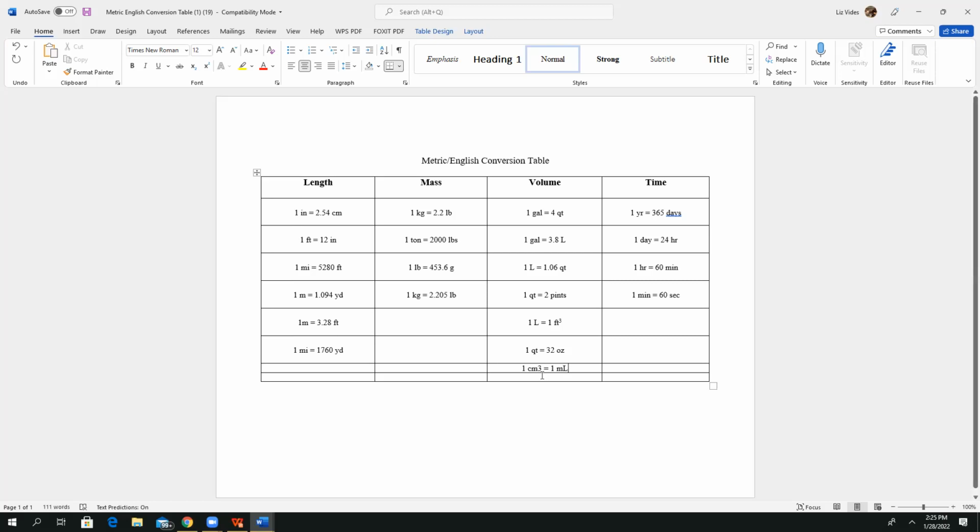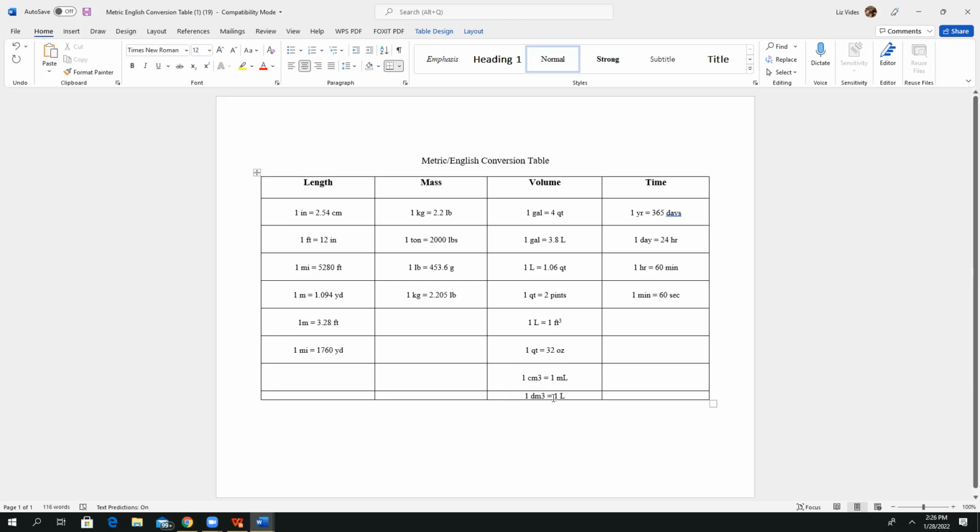And we know that 1 decimeter cube is equal to 1 liter. And we're going to have a few more. We may have them already, but throughout the whole time that we're doing this, we're going to end up getting more.